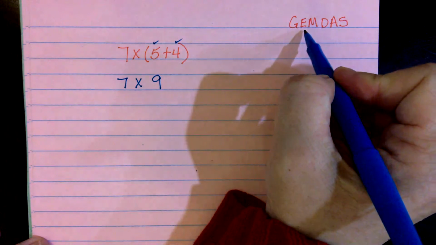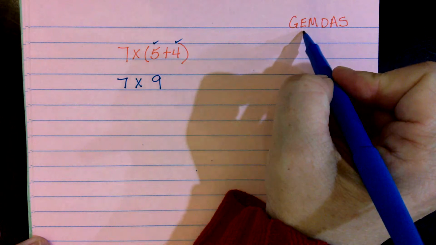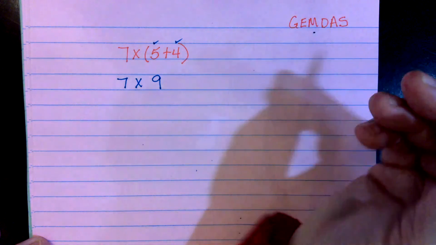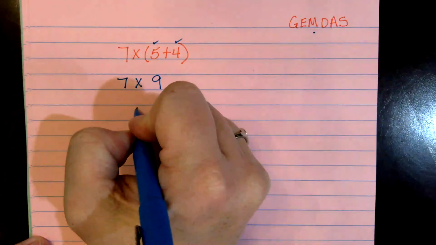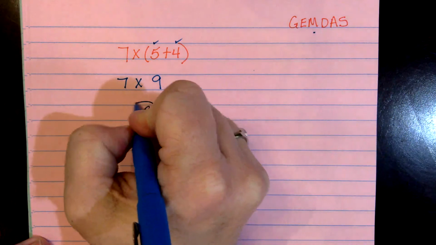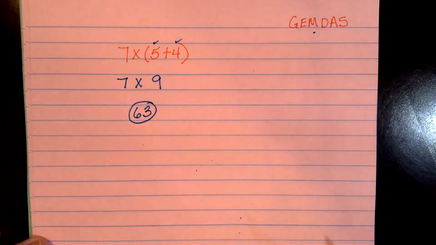I don't have any exponents in this problem, but I do have to multiply. 7 times 9 is 63, so my answer is 63.